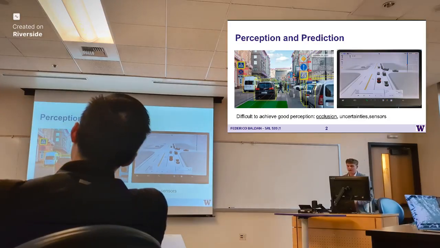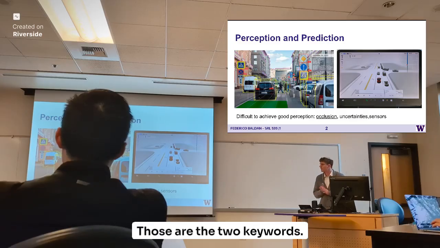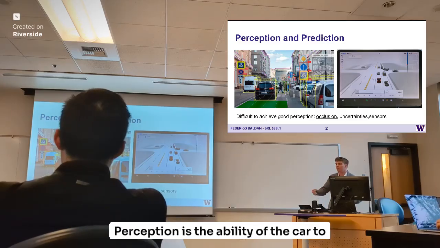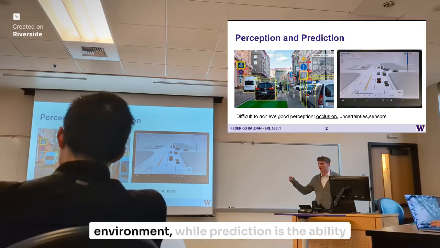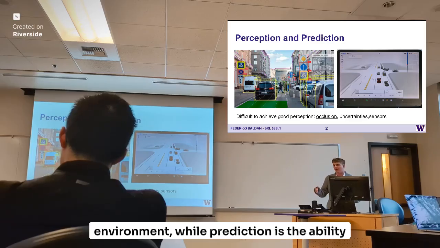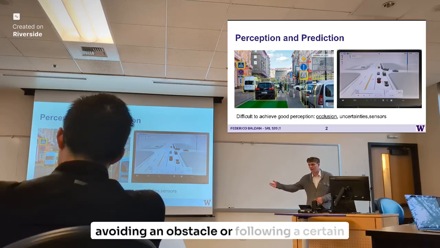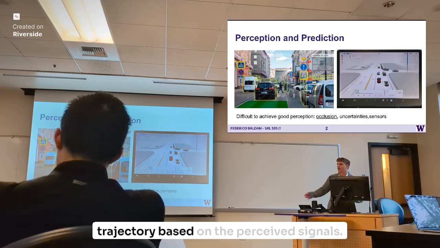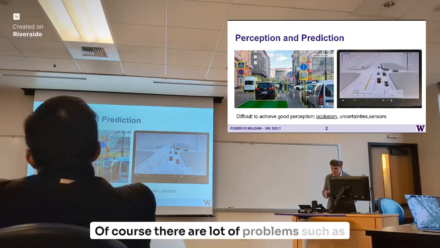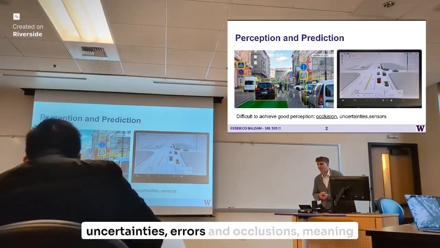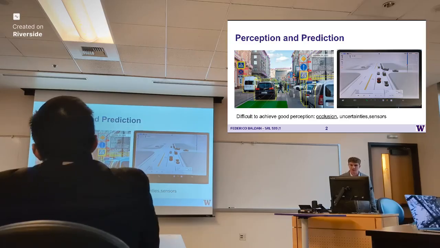So when we speak about autonomous cars, we need to take in consideration perception and prediction. Those are the two key words. Perception is the ability of the car to perceive through sensors and cameras potential dangers that surround the environment, while prediction is the ability to act accordingly to our goals, like avoiding an obstacle or following a certain trajectory based on the perceived signals, inputs that we have. Of course, there are a lot of problems, such as uncertainties, errors, and occlusions, meaning that our sensors cannot understand everything that is going on in the surrounding environment.